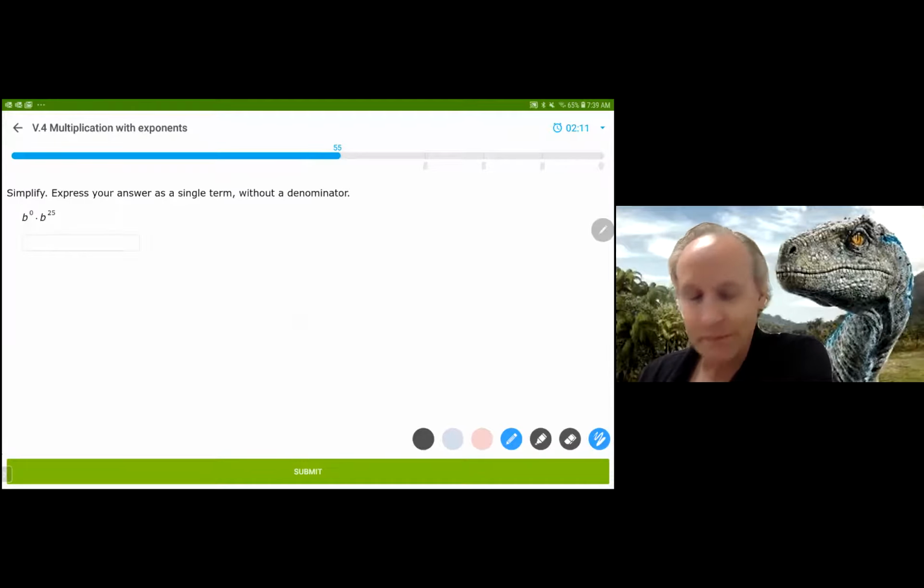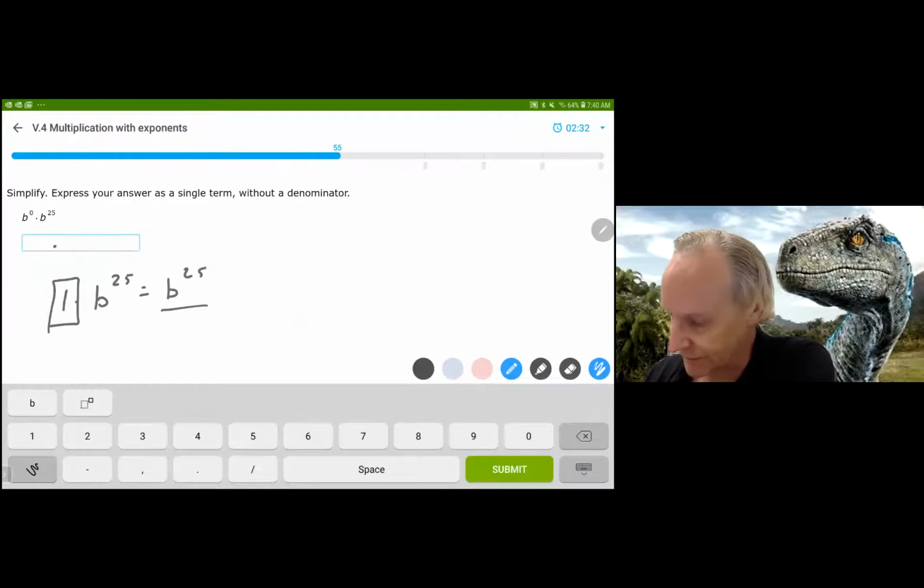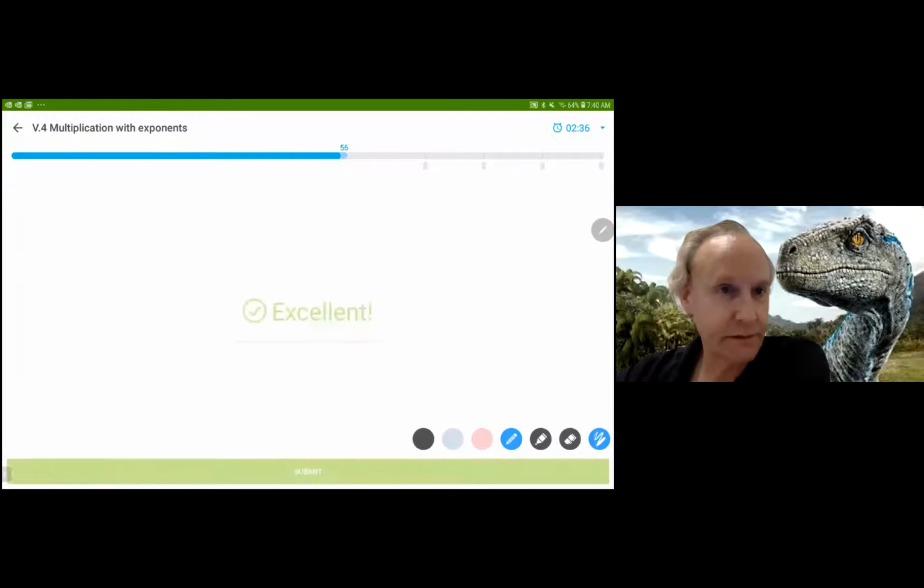And this time, think about this. B, anything to the 0 power is 1, and 1 times b to the 25th is b to the 25th. This, in a lot of ways, explains why something to the 0 power is equal to 1. Think about it a bit, and hopefully it'll make sense to you. Of course, we're adding the exponents, which gives us b raised to the 25th. Nothing changes.